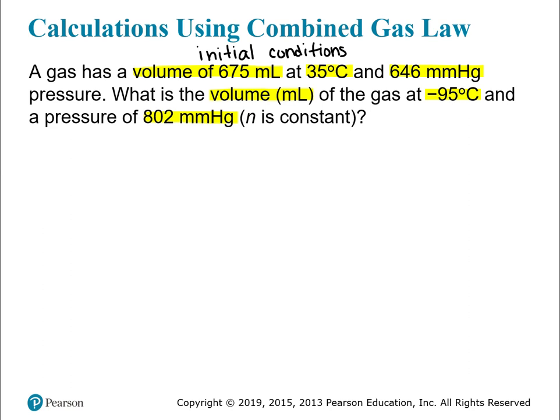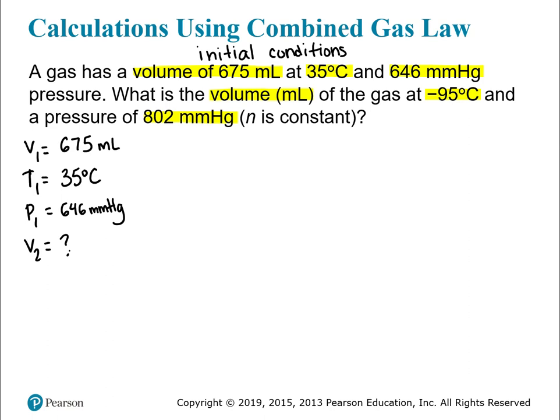Let's write out all of our variables. For the initial conditions, we've got V1 is equal to 675 milliliters. T1 is 35 degrees Celsius. We're going to have to change that to Kelvin later on, but we won't worry about it right now. P1, 646 millimeters of mercury. What is the volume in milliliters? Clearly we're not told that, so that's a question mark. If our new temperature is negative 95 degrees Celsius, and our new pressure is 802 millimeters of mercury.